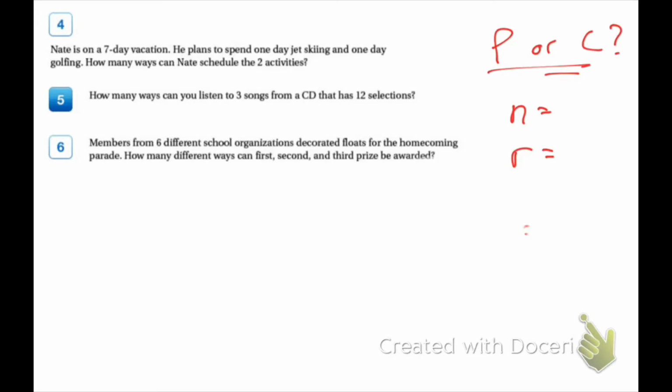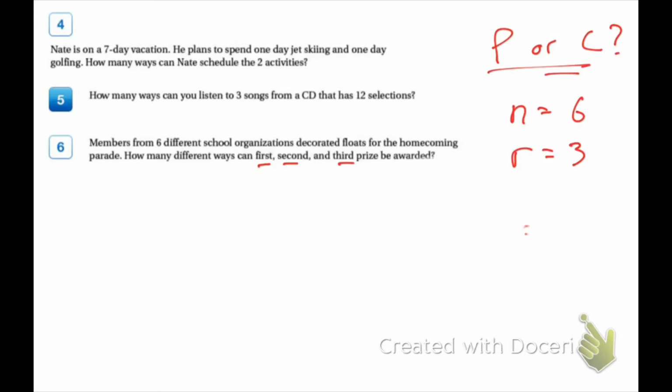Members from 6 different school organizations decorated floats for the homecoming parade. How many different ways can first, second, and third prizes be awarded? Now, for this one, again, what's n? Well, we have 6 different school organizations. Now, how many items am I selecting? Well, I'm selecting 3, first, second, and third.